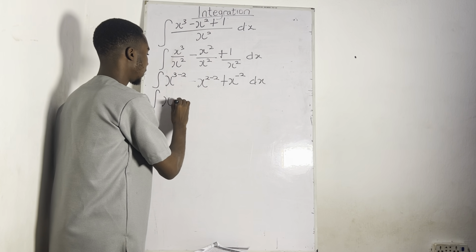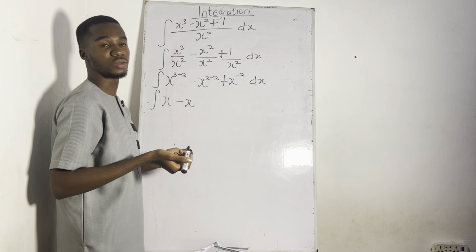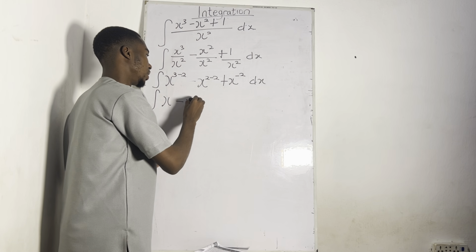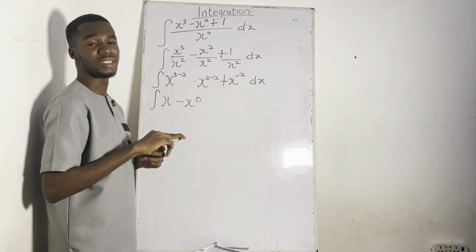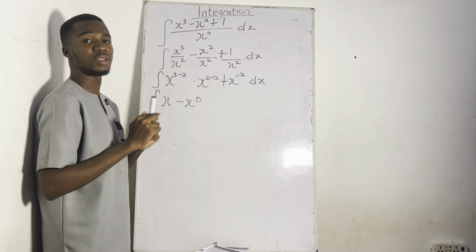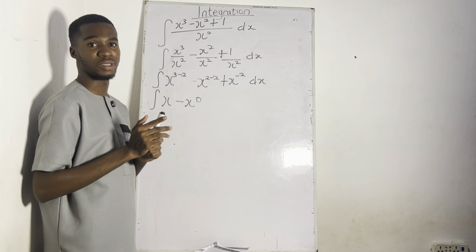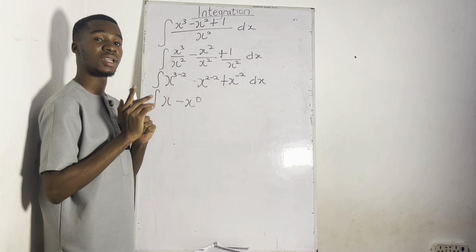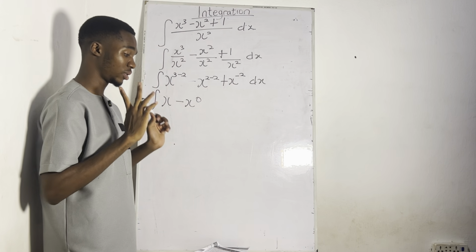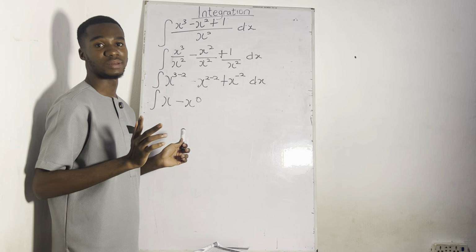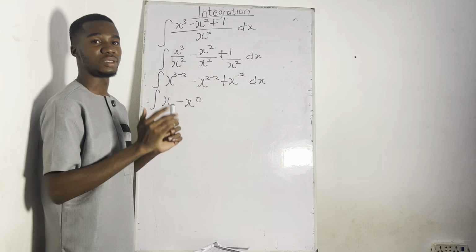Then minus x exponent 2 minus 2. What is 2 minus 2? 0. So you have minus x exponent 0. And put this in your head: any number exponent 0 is the same as 1. 2 exponent 0 is 1. 5 exponent 0 is 1. 1,000 exponent 0 is 1. 1 million exponent 0 is 1. x exponent 0 is also 1. Please put this in your head. If you don't want any trouble, you can just take your calculator and solve it. Every number exponent 0 is 1.